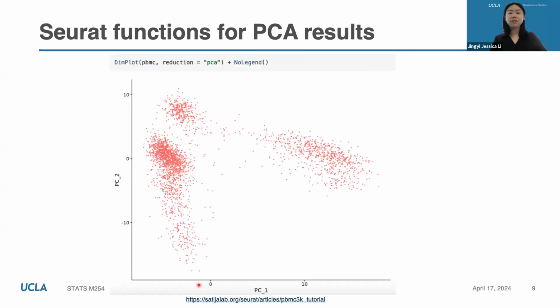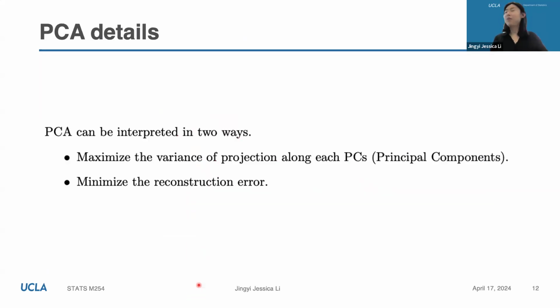All right, now let's talk about something more technical, what PCA really does. PCA can be interpreted in two ways. You want to find the PC, especially PC1, the first PC, so that you maximize the variance it can explain in the data. After you project your p-dimensional data to this one-dimensional PC1, you hope to maximize the variance in PC1. That's one way to interpret it.